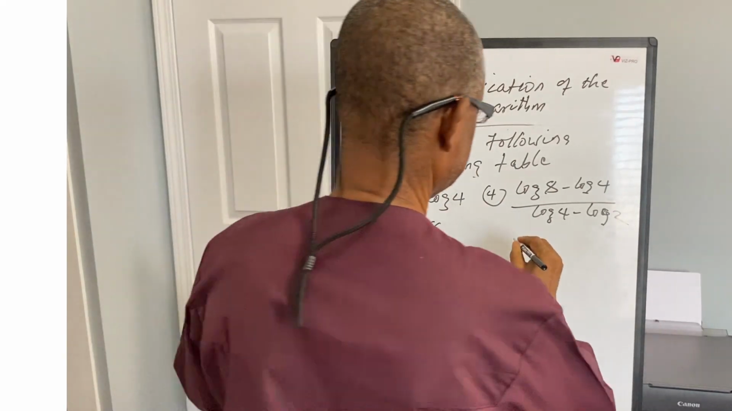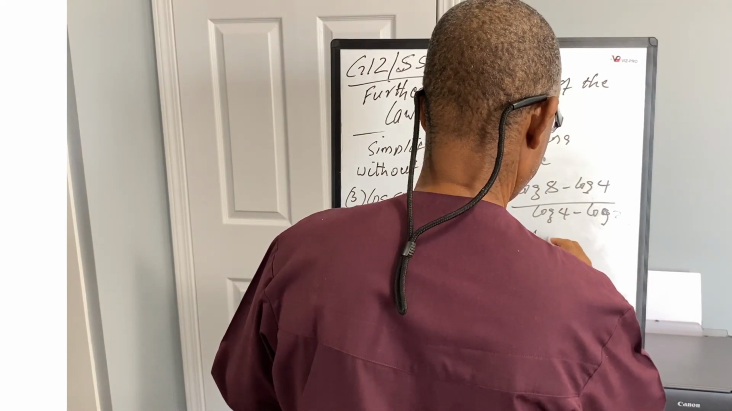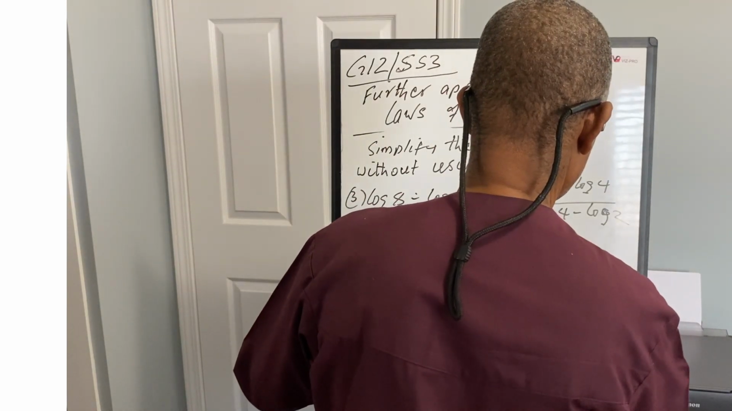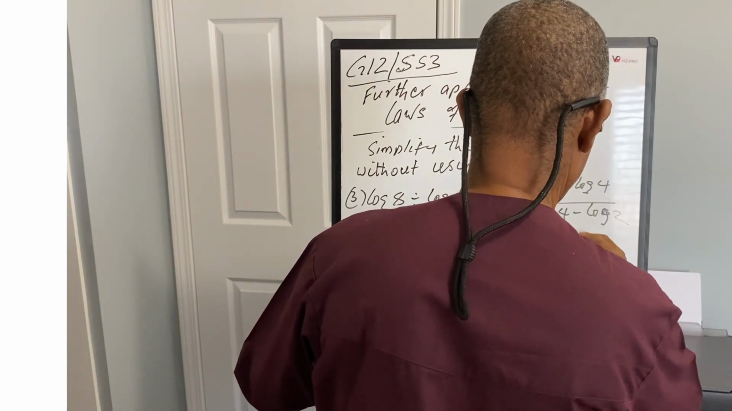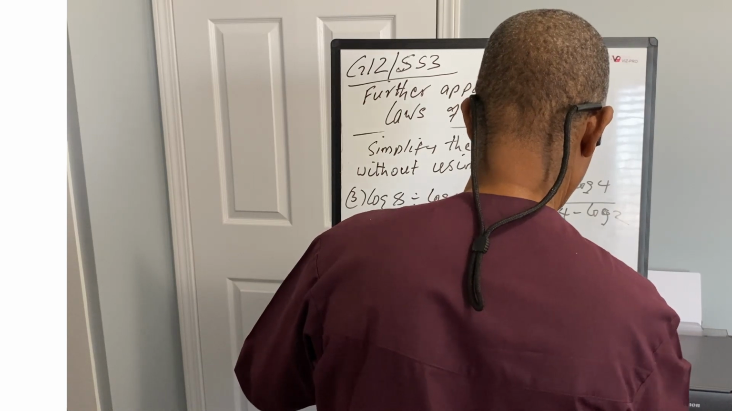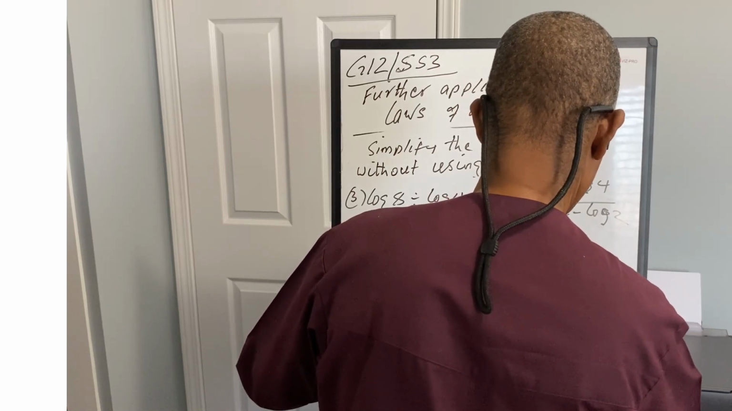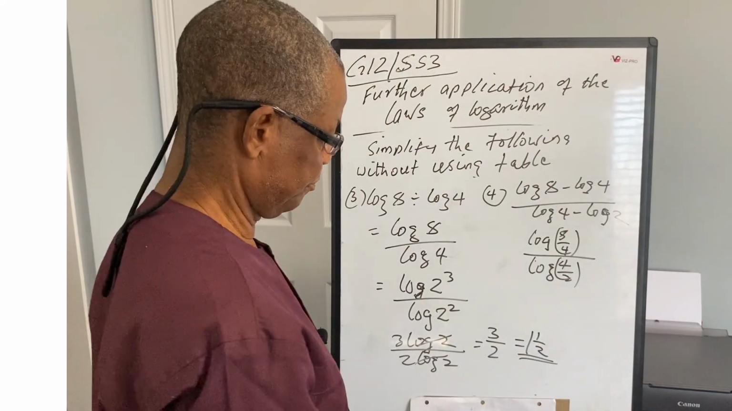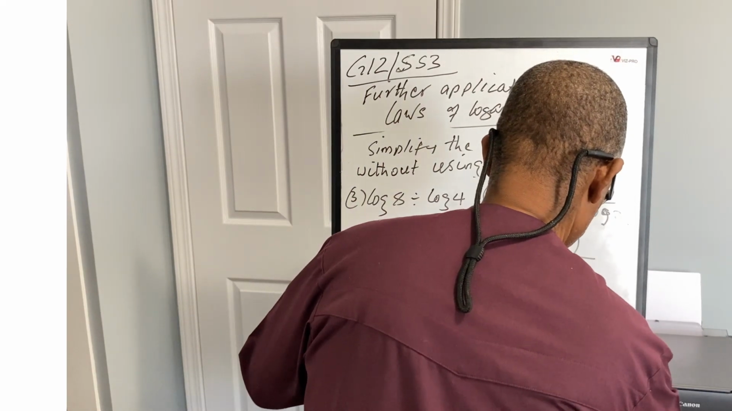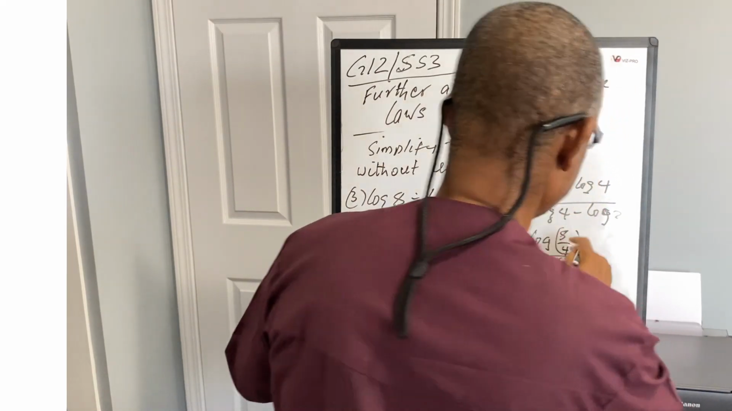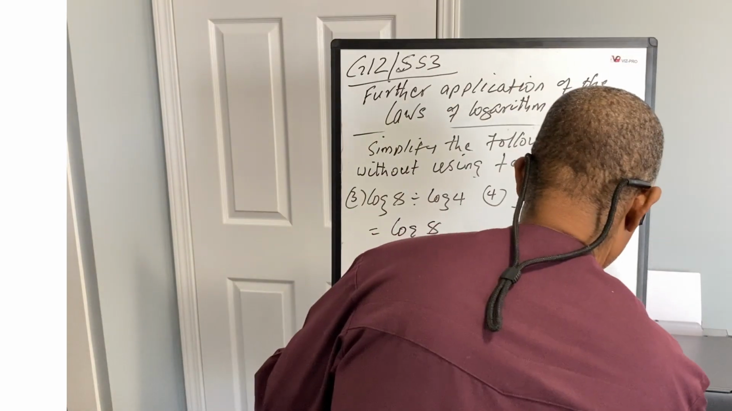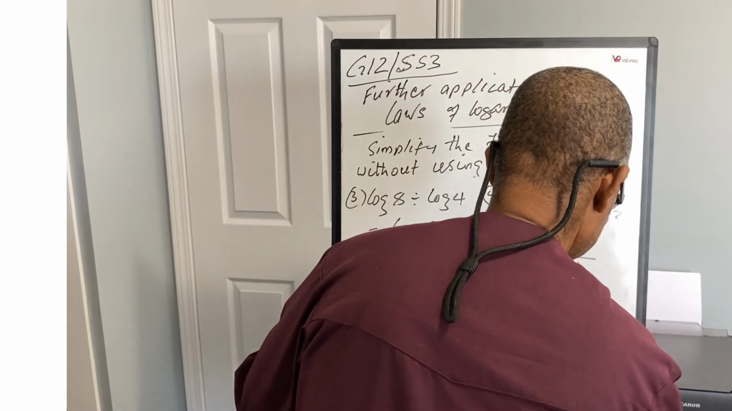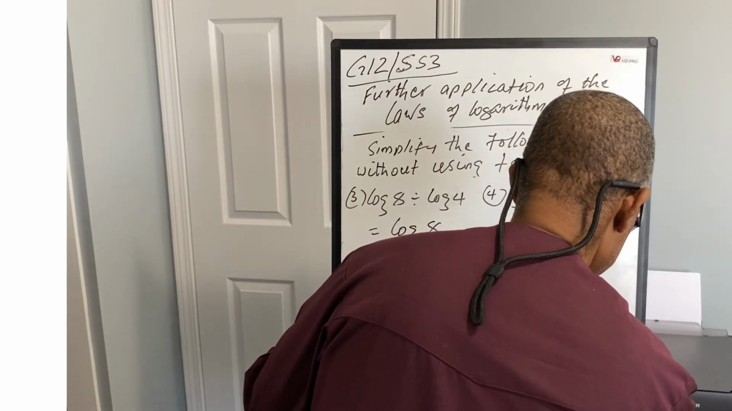This number 4 is log 8 over 4, over log 4 over 2. This will give us log 2 because 8 divided by 4 is 2. And 4 divided by 2 will give us also 2. So this is 1, this is 1. And 1 over 1 is 1.